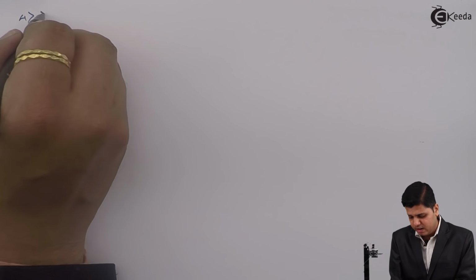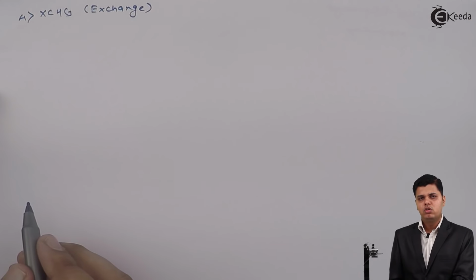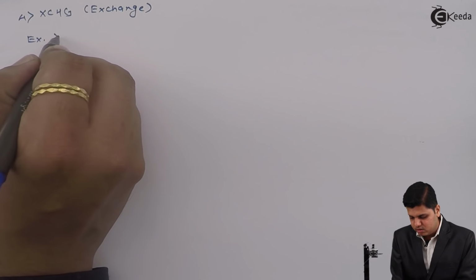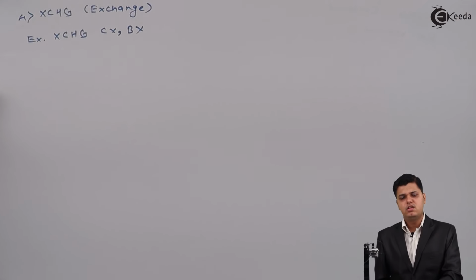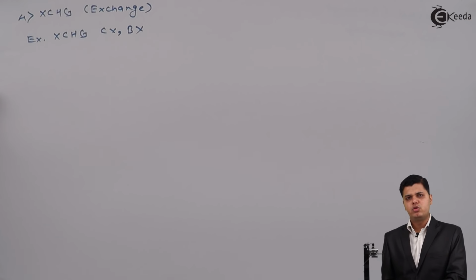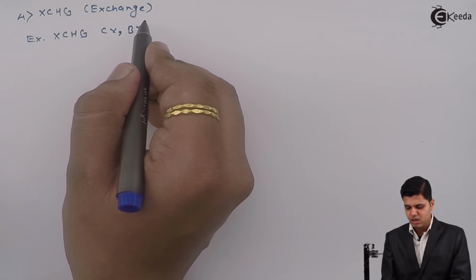The next instruction in the data transfer instructions is exchange. The mnemonic for that instruction is XCHG, which stands for exchange. If I write the example XCHG CX, BX, in this instruction the contents of the source are copied to the destination and the destination is copied to the source. Unlike the move instruction, where the contents of the source are copied to the destination only and nothing happens from destination to source. So in the exchange instruction, the contents of BX are copied to CX and CX is copied to BX.